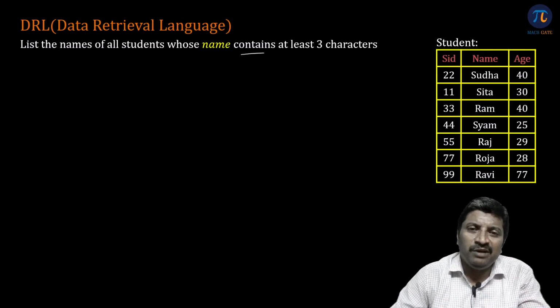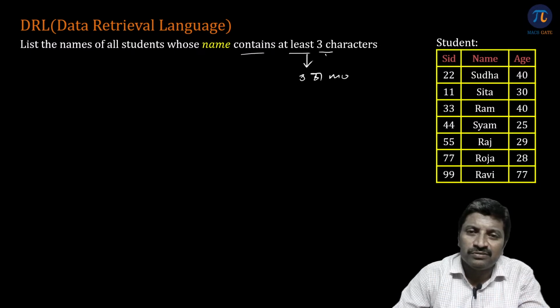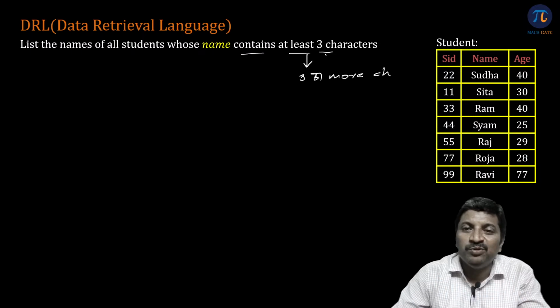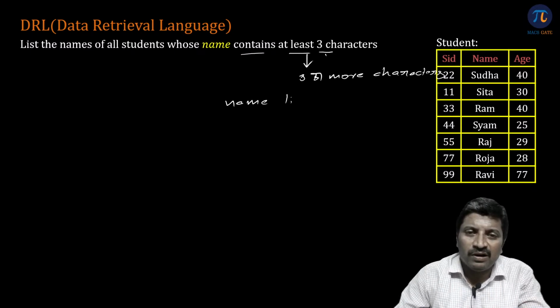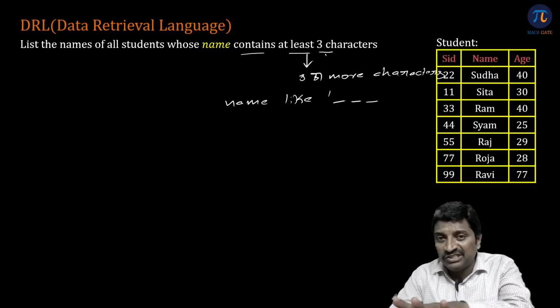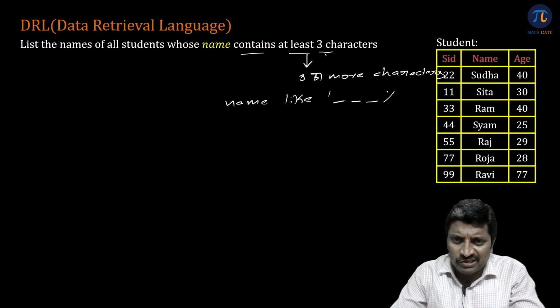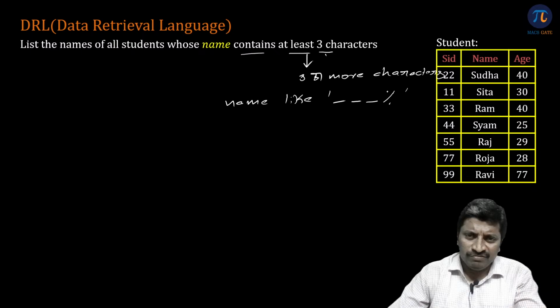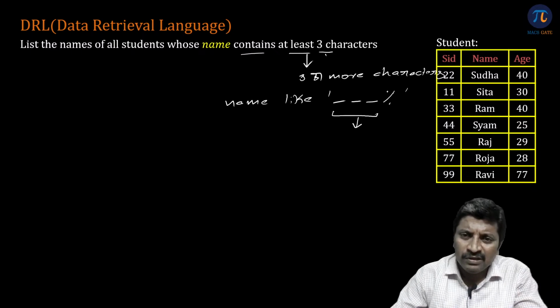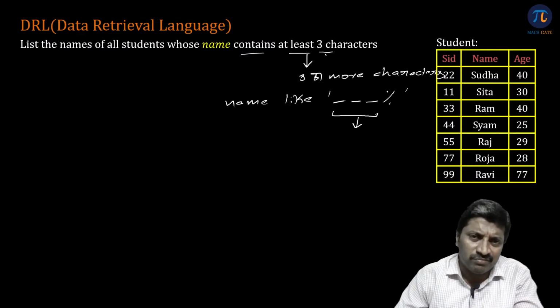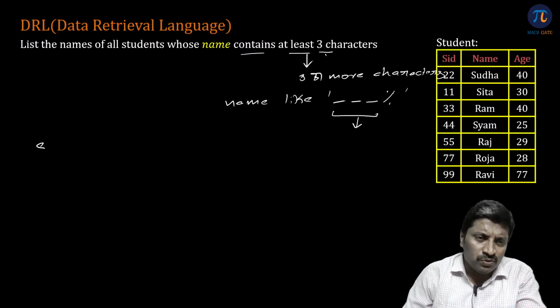Suppose the given name contains at least 3 characters. Sir, first of all, what is the meaning of at least 3 characters? 3 or more characters, but the minimum is 3. So name like, 3 underscores, 3 are fine. The remaining string may be anything, so percentage. The first 3 are mandatory; the remaining may be followed by any string, even a null string. So what is the answer for this, sir?